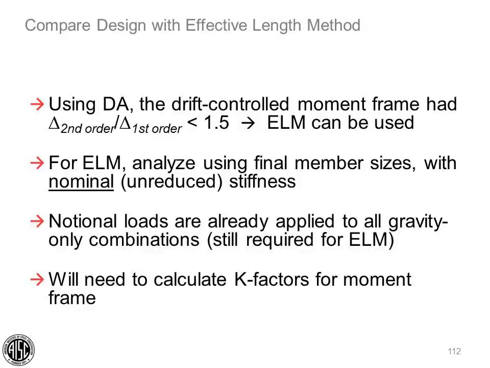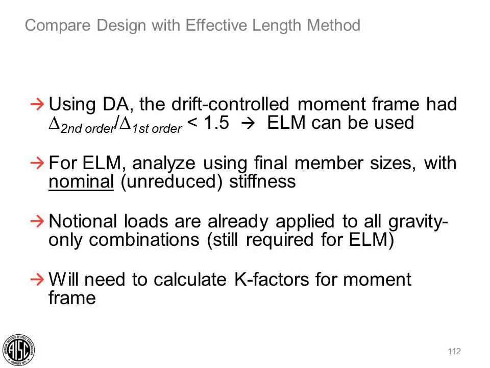Now we'll look at some strength calculations, and we'll compare the direct analysis method with the effective length method design. Our analysis showed that the second order to first order drift ratio was less than 1.5, so the effective length method can be used in this case. Note, however, that it was very close to the cutoff, so if this frame was just slightly more flexible, the effective length method would not be permitted.